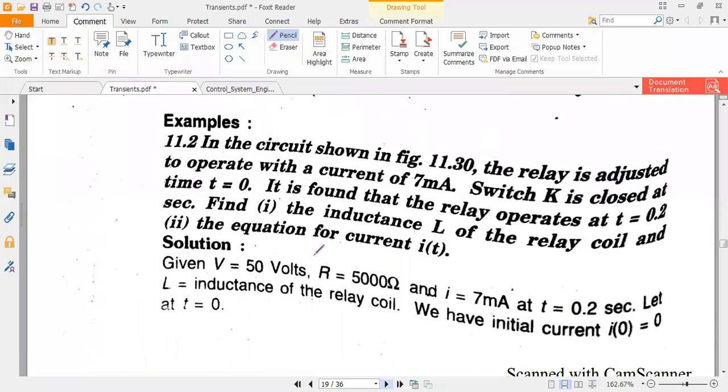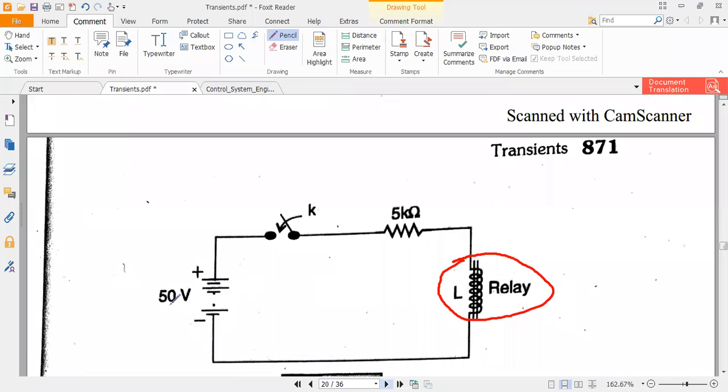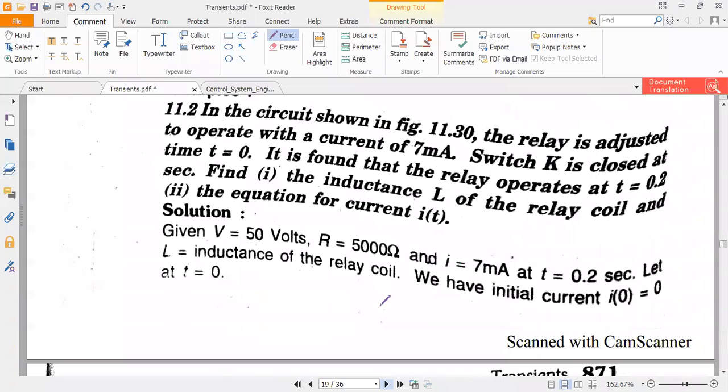See, first we have to write the given data. The given data here: V is equal to 50 and R is equal to 1 kilo ohm, and of course we have to find L. We don't know the value of L, but I is equal to 7 milliamperes at t is equal to 0.2 seconds. So then we have to find the L value.